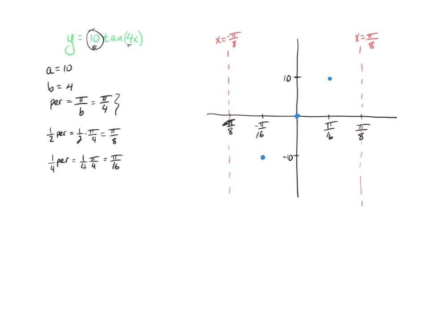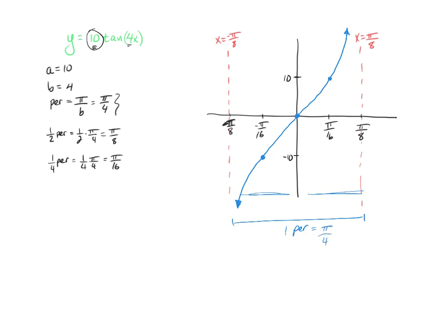And now all I have to do is show that my curve is moving up like this, and then coming down over here. Tangent is an odd function, so it has this property where it has rotational symmetry about the origin. But there we go. That is one period of the tangent function. That total distance has pi over 8 on this side and pi over 8 on that side, which is a total of pi over 4.